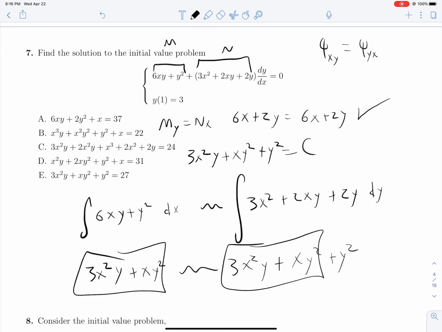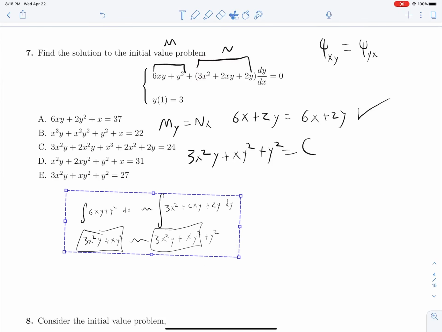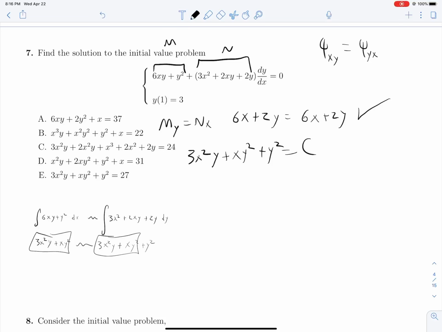And since we know that y at 1 is equal to 3, I'm going to shrink all this down so we have more space, and we can evaluate for this c. We get 9 plus 9 plus 9 is equal to c, so c is 27, and that matches everything else.